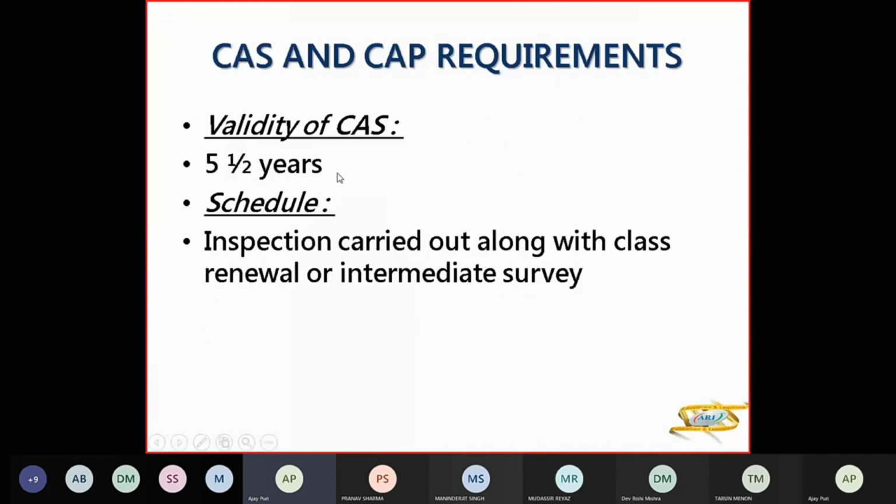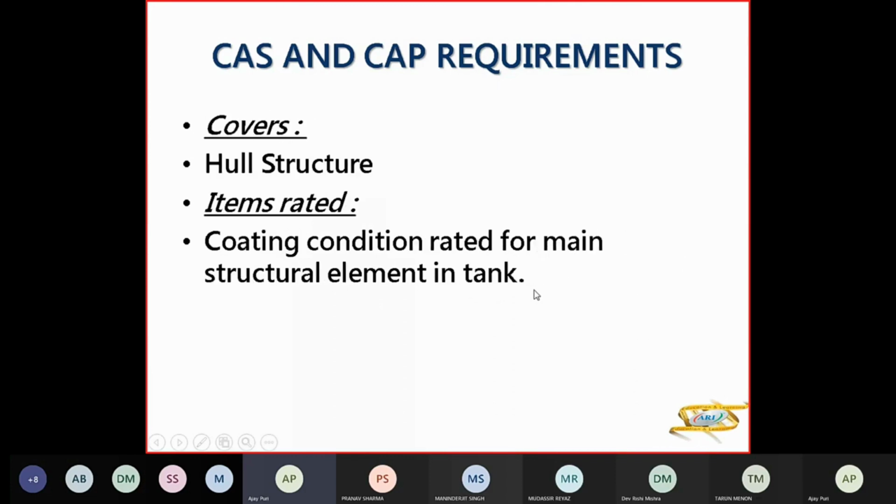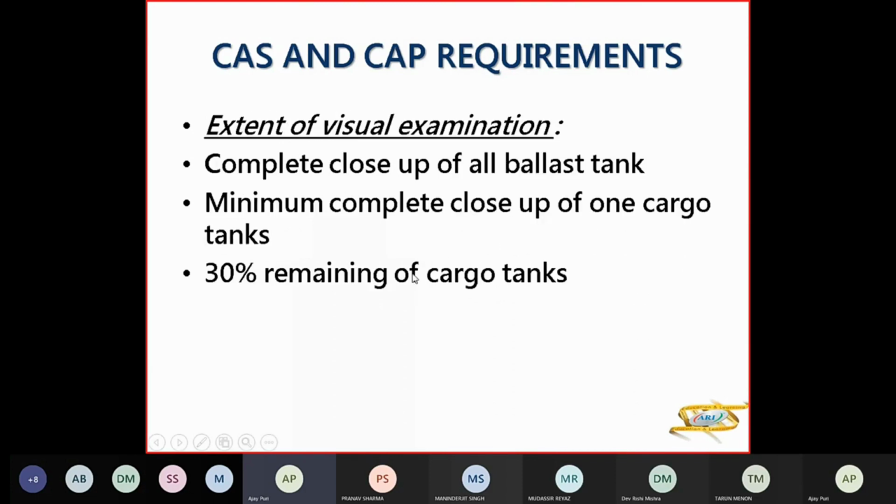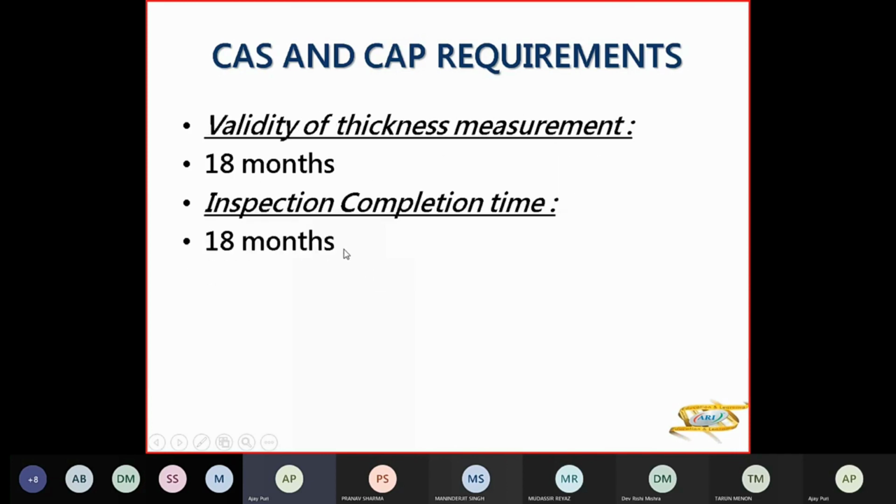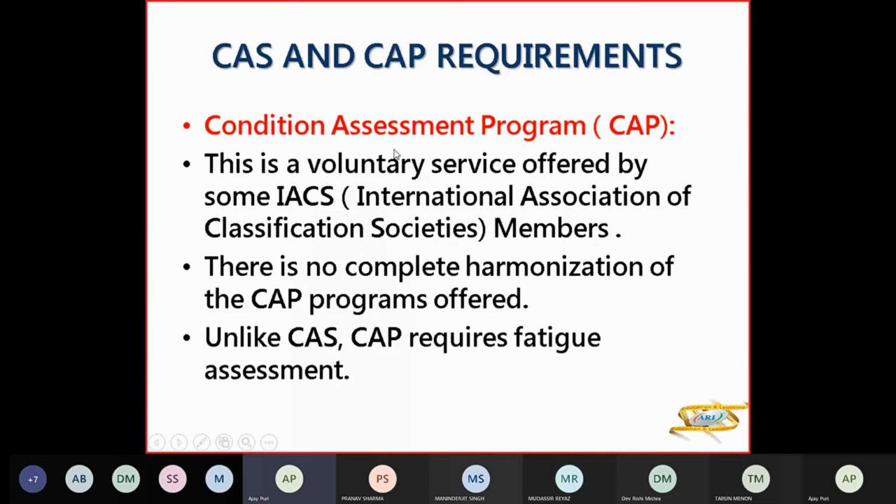इसकी वैलिडिटी 5.5 years है, and this is carried out with class renewal और intermediate, तो हार्मोनाइज किया जाता है. CAP is not harmonized, but CAS is harmonized with your renewal और intermediate survey. So it covers your hull structure, coating of your tanks, and your close-up is there for all ballast tanks. Minimum close-up for one cargo tank and 30% of other areas, not close-up. So validity of thickness is 18 months, inspection is 18 months.